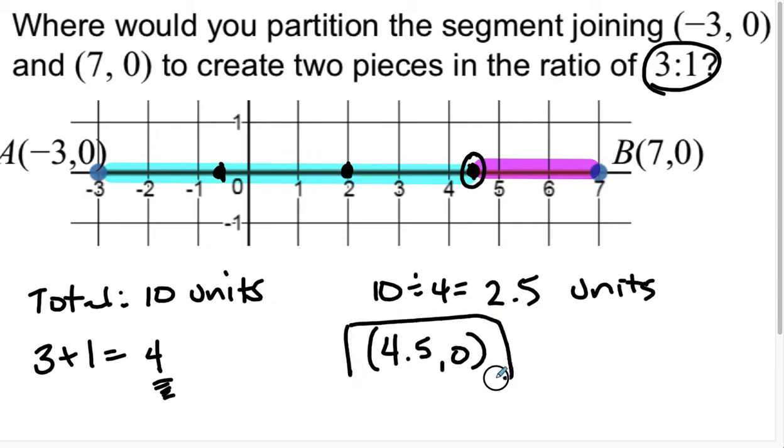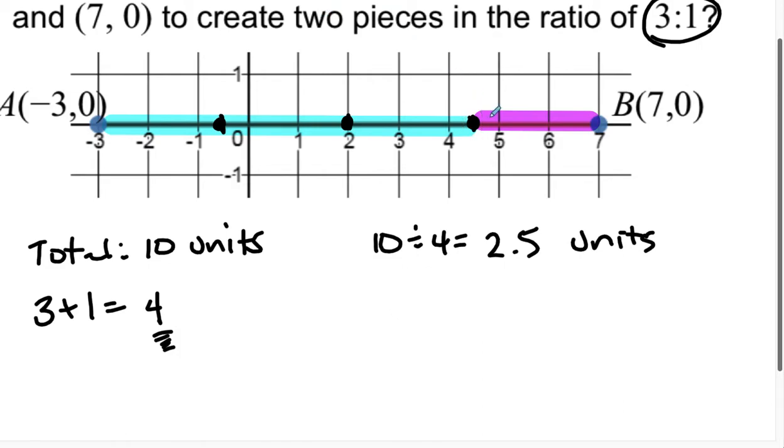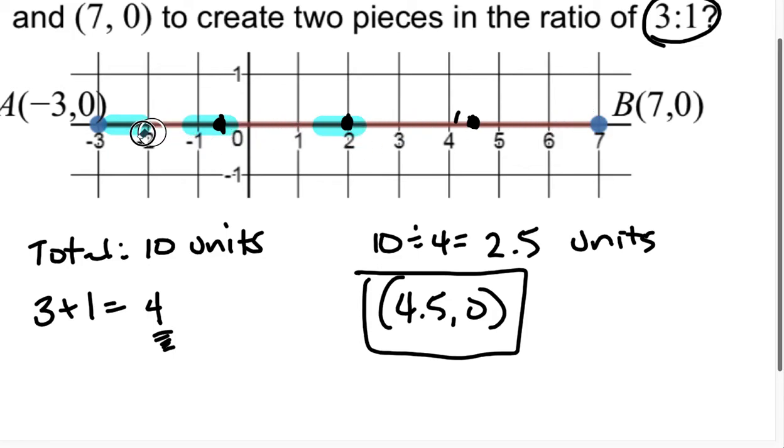Now there's another way that I can split AB into a 3 to 1 ratio, and that's going this way. Oops, sorry, I didn't mean to do that. Let me write that over again. So 4.5, 0 is one of your options. Now the other option, let me erase everything that's highlighted, is actually to go the opposite way.